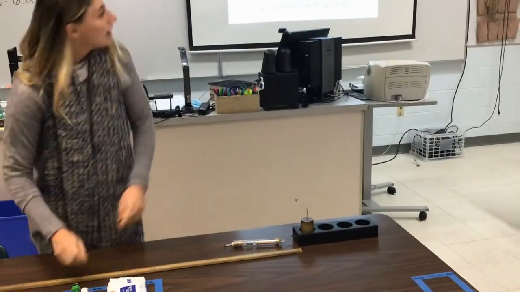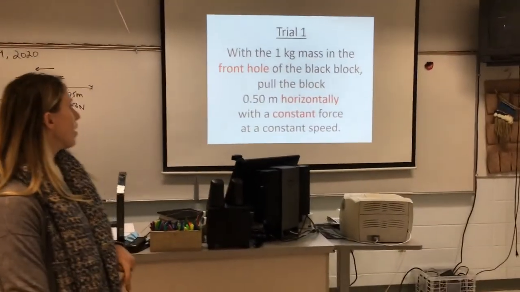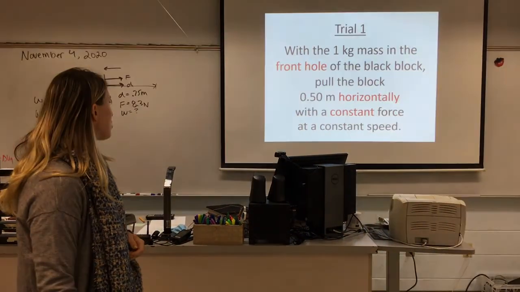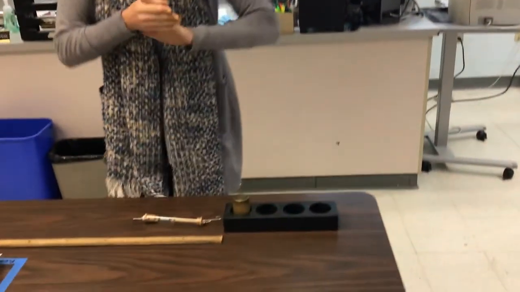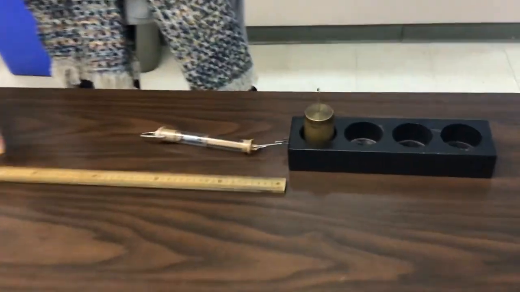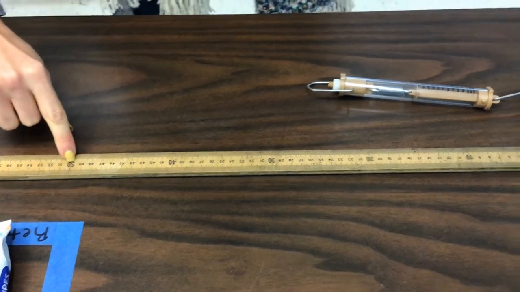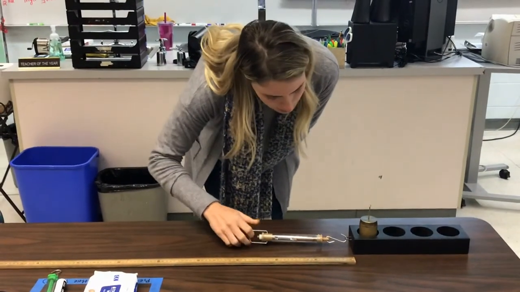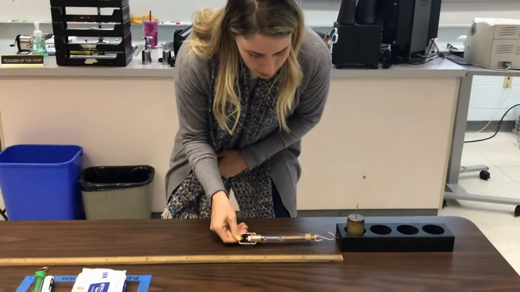Okay, so trial 1. So with the 1 kilogram mass in the front hole of the black block, pull the block 0.5 meters horizontally with a constant force at a constant speed. So here's the block. So this is the block right here. My 1 kilogram mass, it's starting right here. And I'm going to pull it to the front, gets right here. And my goal is to pull it parallel, horizontally, right here, with a constant force. And see if we can figure out what that force is going to be. Here we go.